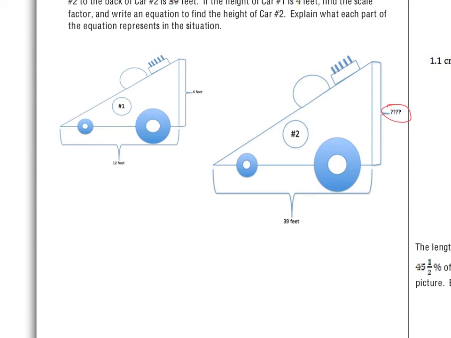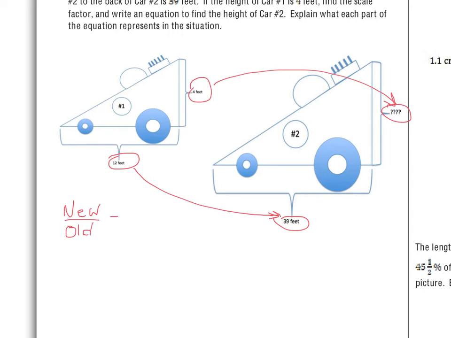All right, so looking at this, we need to go from 4 feet to question mark. So that means we need to find the scale factor from here to there, and we can use these corresponding sides. New divided by old. And so our new is 39 divided by 12, which should have given you 3.25. So this is our scale factor, 325%.